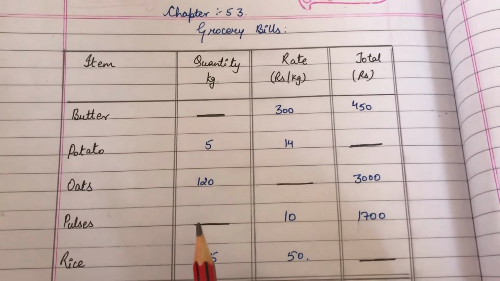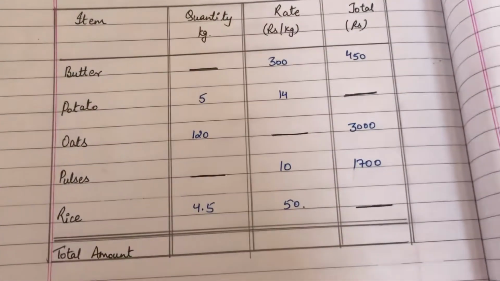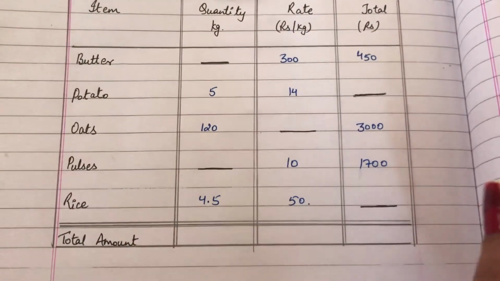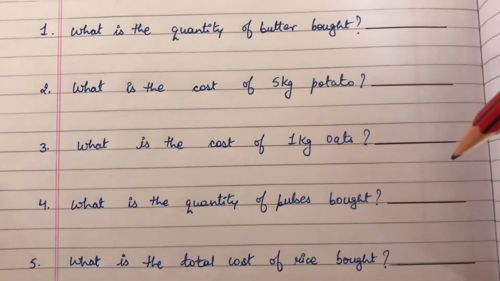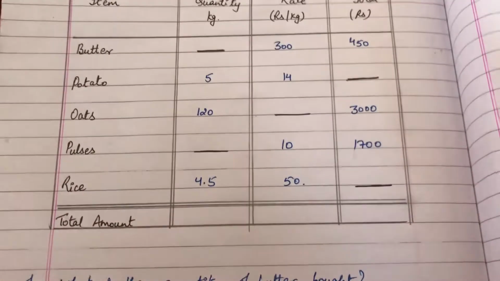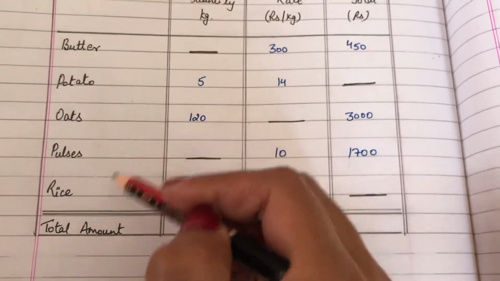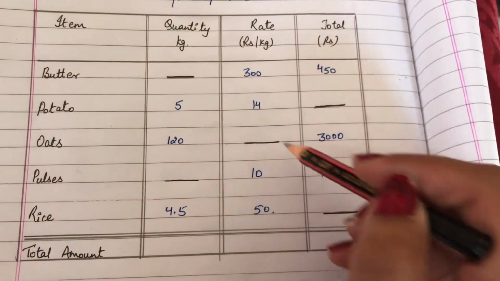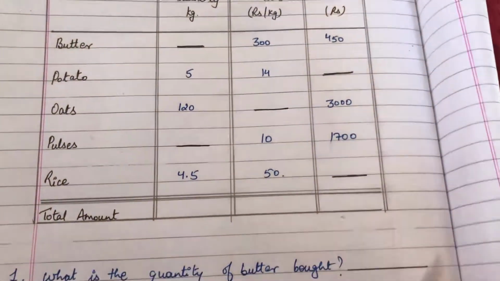So keeping your studies on track, let's move to the next chapter, chapter number 53, grocery bills. In this chapter, we will study the grocery bill. A few questions were given, and we need to find the answers with the help of this bill. There are a few items given to you: butter, potato, oats, pulses and rice. We have to find a few quantities, a few rates and the total amount here. So let's complete the table.